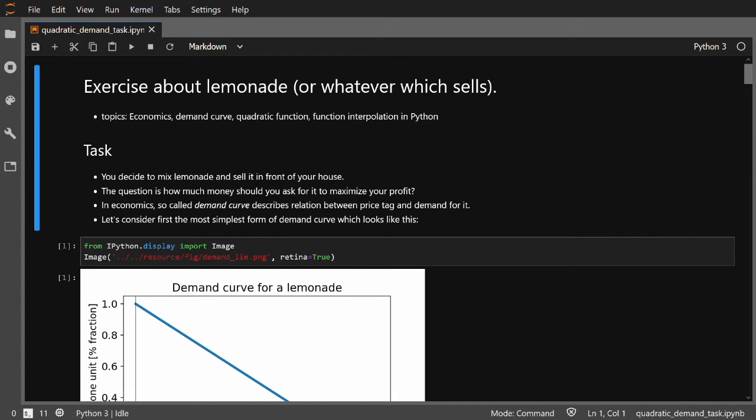It is an economical exercise. We are going to look into demand curves, quadratic functions, and I'm also going to show you how to interpolate functions in Python. Imagine you decide to start producing lemonade and selling it on the street. Question is, how much should you ask for it in order to maximize your profit?